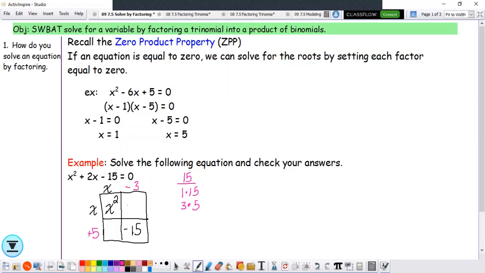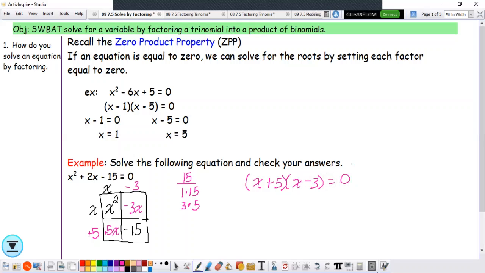So negative 3 times x is negative 3x. 5 times x is a positive 5x. So just to check again, 5x minus 3x is 2x. Positive 5 times negative 3 is negative 15. All of this does give us x squared plus 2x minus 15. So it is factored correctly. So now I can rewrite this equation in factored form. So we have x plus 5 times x minus 3 equals 0.